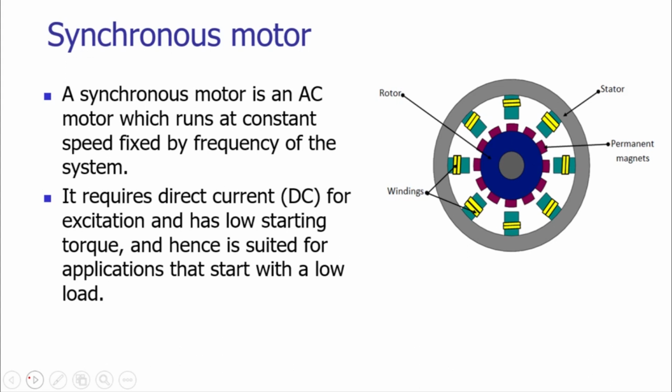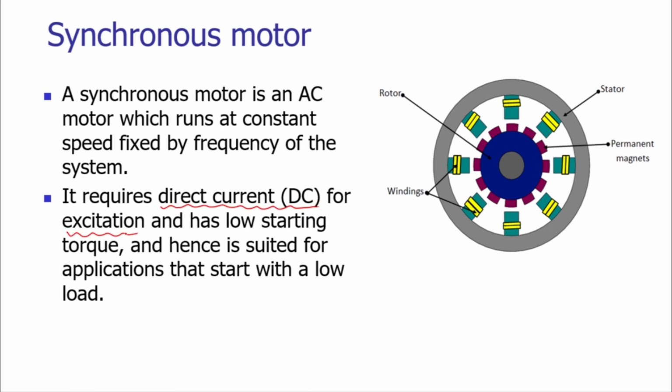Now let us look at the first variant of the alternating current motor. This is the synchronous motor. The synchronous motor runs at a constant speed which is fixed by the frequency of the system. The synchronous motor requires direct current for the excitation.